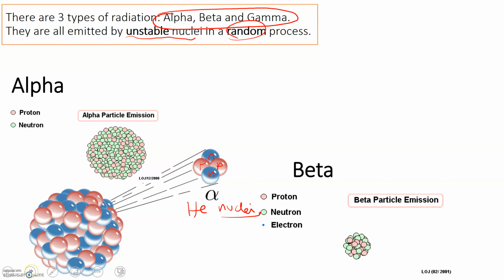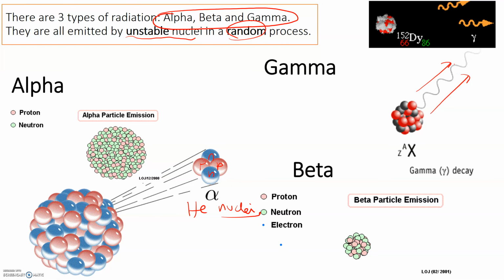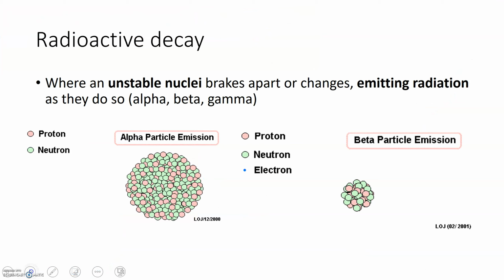The next one is beta, which involves the emission of an electron from the nuclei. We'll see where that electron comes from later, because it might be a bit weird thinking, well, electrons coming out of nuclei, that doesn't make sense, because electrons are in the orbital clouds around the nuclei. The last but not least one is gamma, and this involves an electromagnetic wave of high energy being emitted by a nucleus.